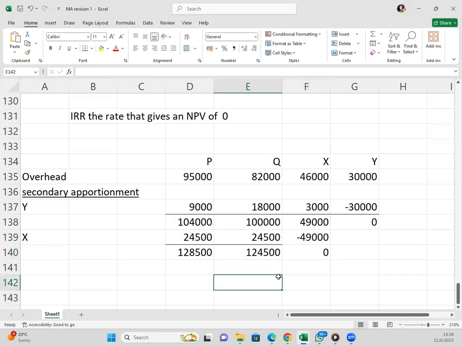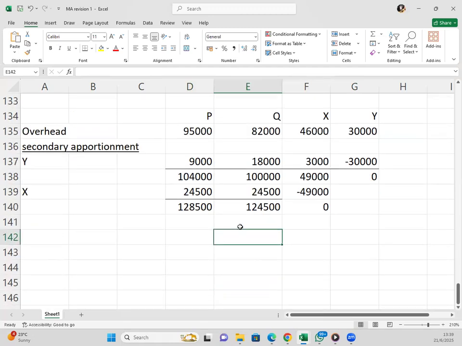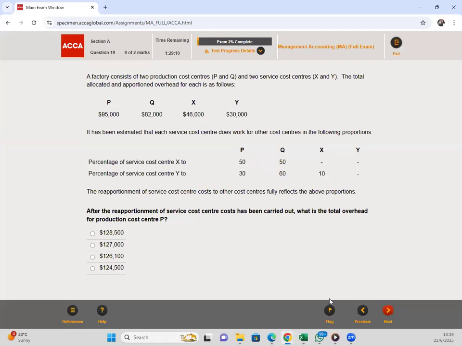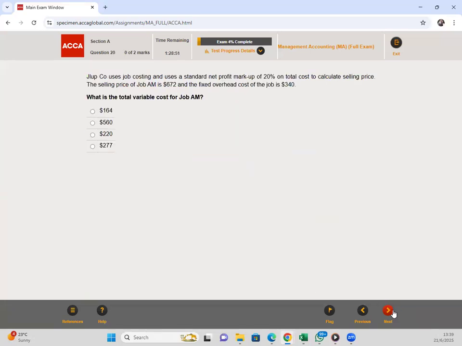Okay, so the question was asking for cost center P. Our calculation was, is it this one, 128? I think it was this. Yes, that's correct. Let's move on.